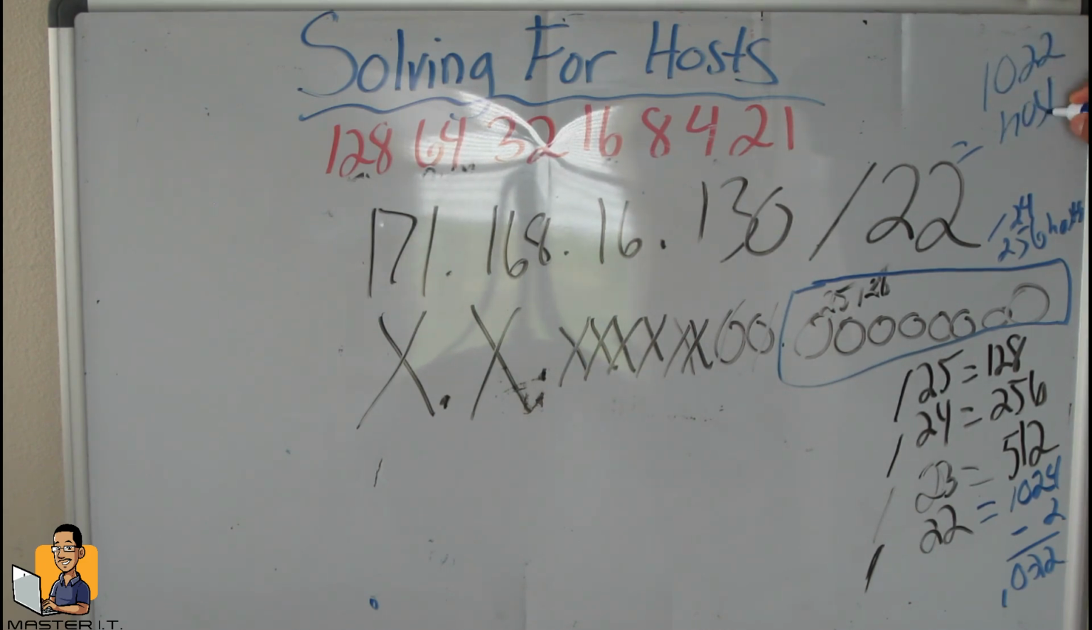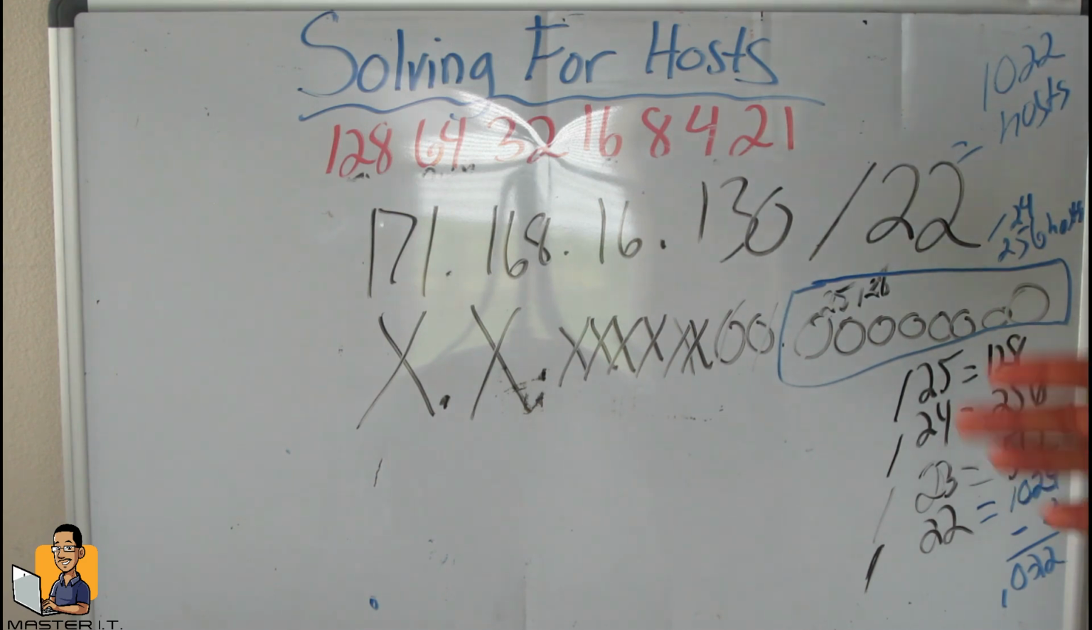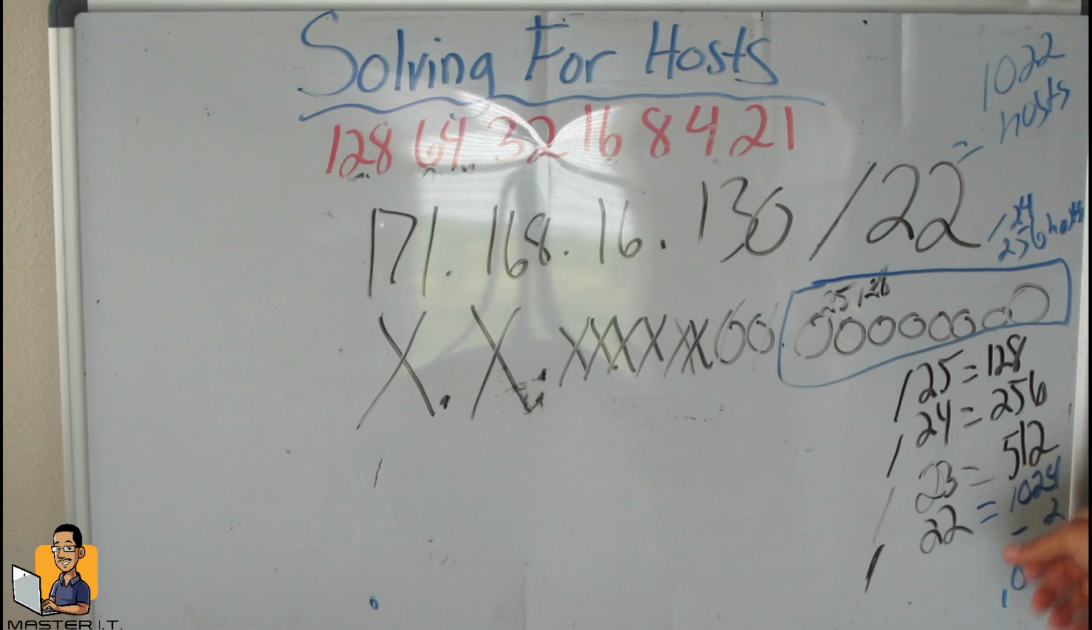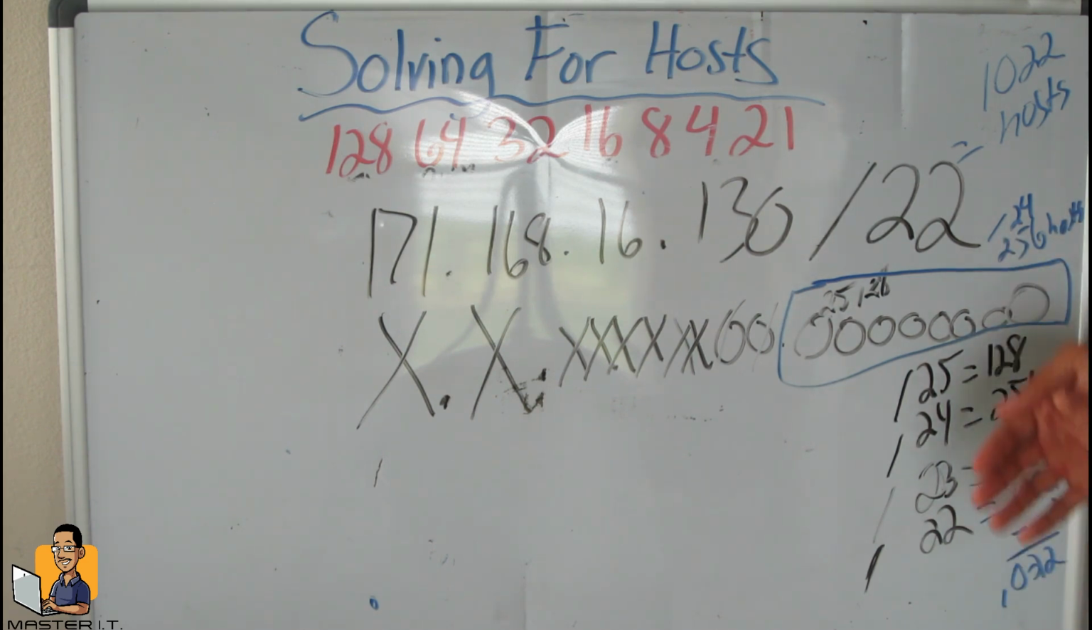So the answer to this is 1,022 hosts. Like I said, we're going to break it down again inside the lecture. I'll also give you guys a subnetting chart so you can go through this and double check your work. You can either do it from right to left like I did, where you just double. So 25 is 128, 24 is 128 plus 128, 23 has to be 256 plus 256, which is 512, and you keep on going. Or you can do 2 to the 10th power. Either is going to give you the exact same answer.